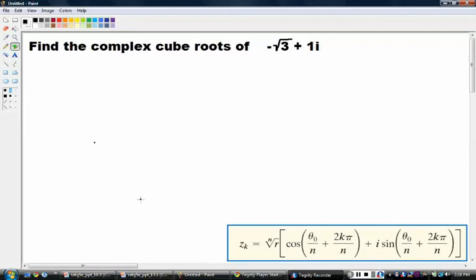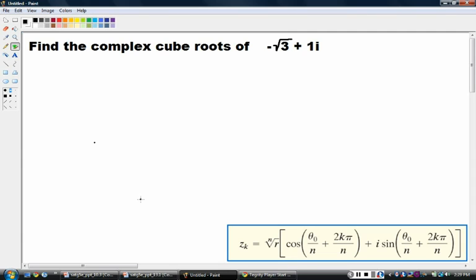Complex cube roots of negative root 3 plus 1i. Alright, so where are we going to start with this? Well, if you look at the bottom right corner of your screen, this is the theorem that gives your roots for a complex number. Now if it's cube roots, there's going to be 3 of them, right? That's the first thing we need to realize.